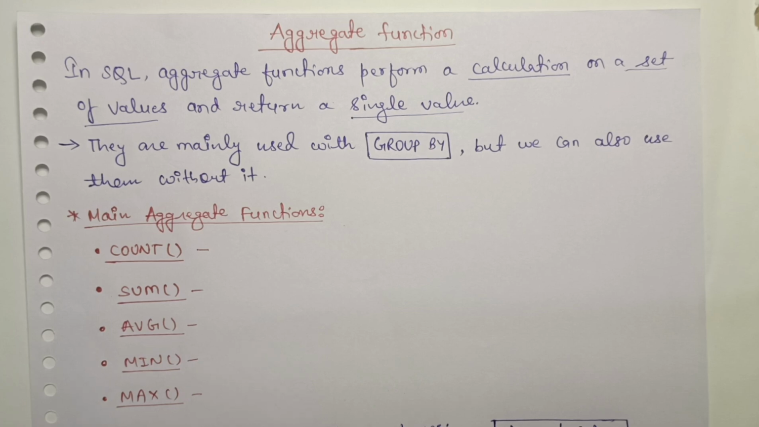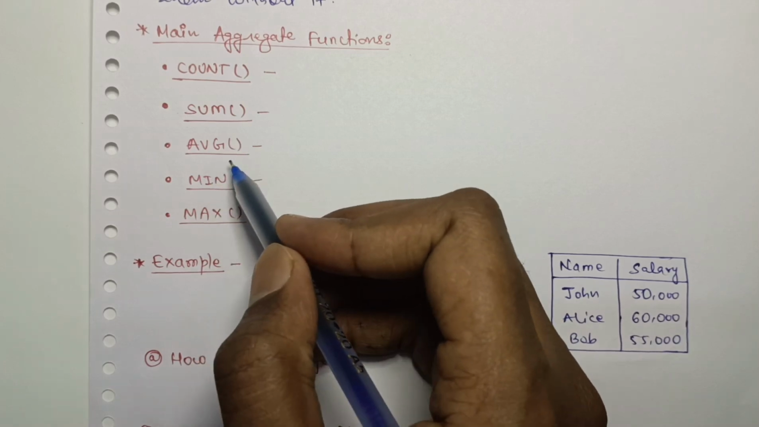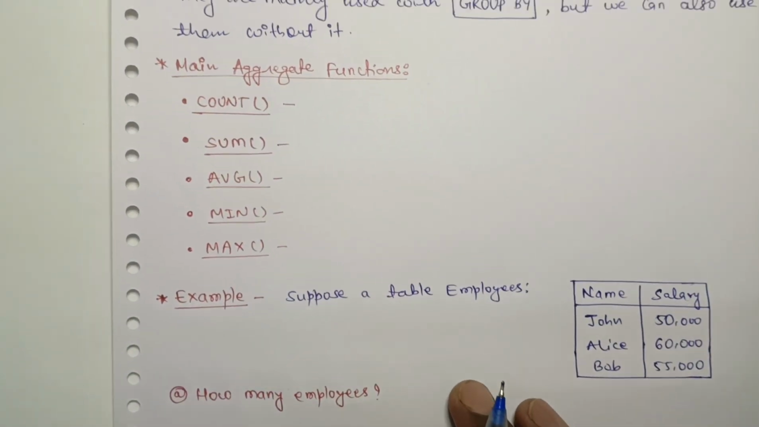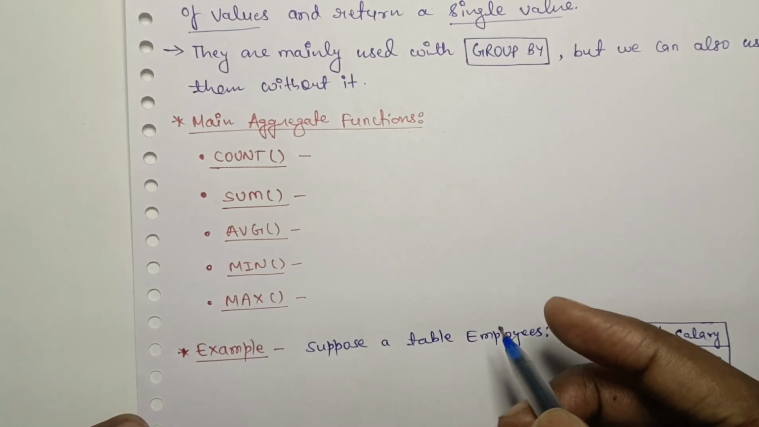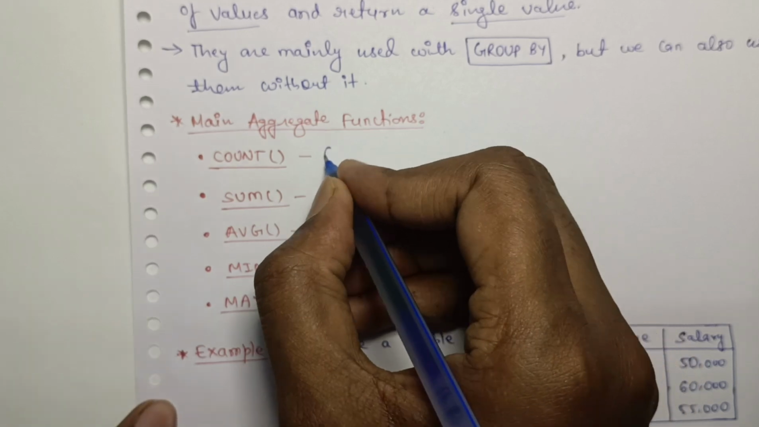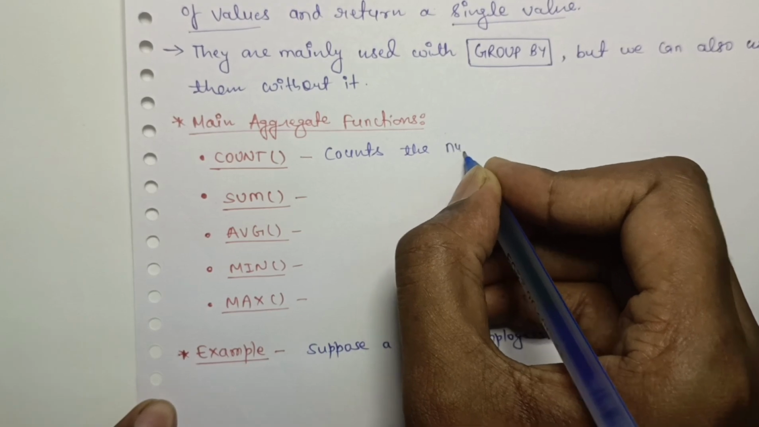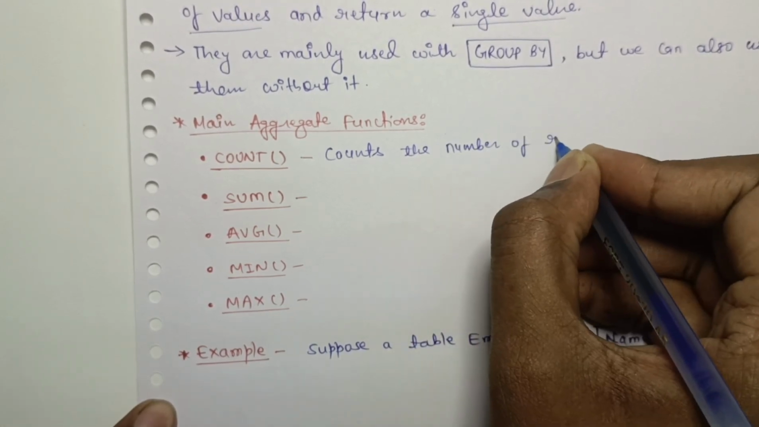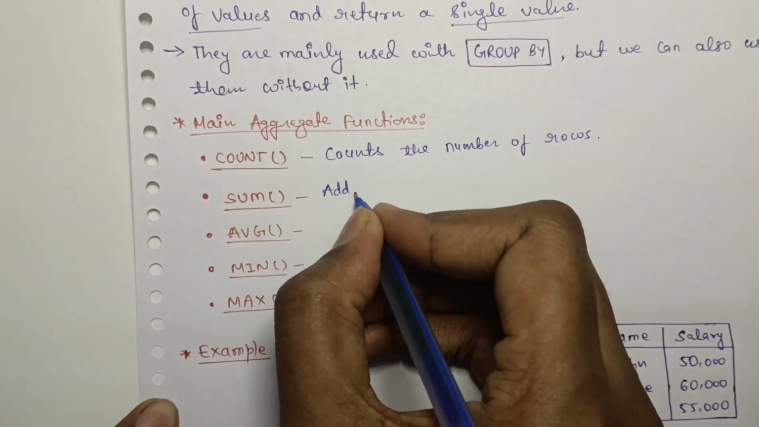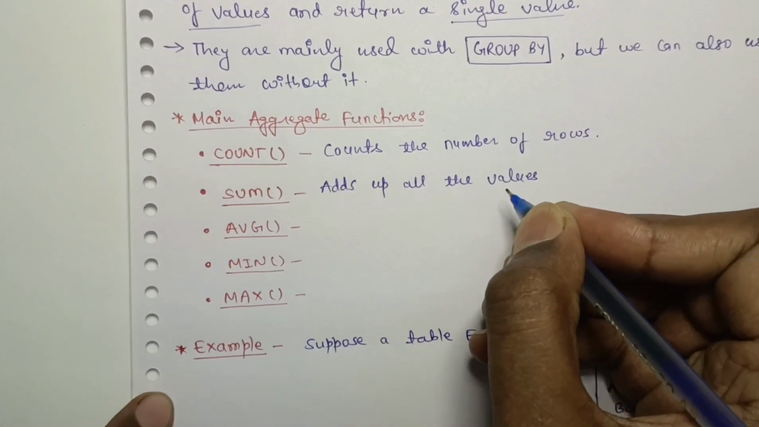So the main aggregate functions are count, sum, average, min and max. Let's understand the functionalities of all these aggregate functions in detail. So count, the main function of count is to count the number of rows. The main function of sum is to add up all the values in a column.